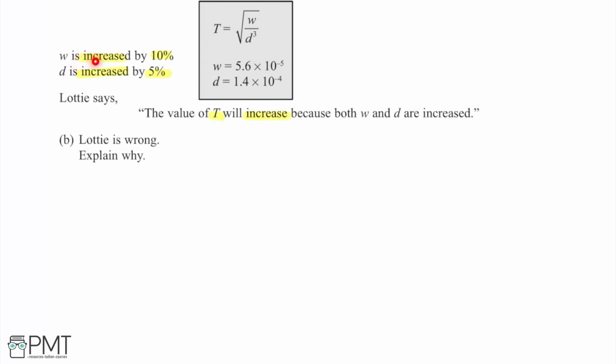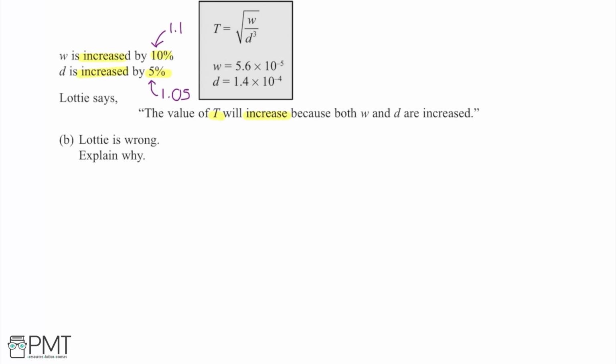If w is increased by 10%, that's the same as multiplying the original value of w by 1.1. So a scale factor of 1.1 gives us the new value of w. Similarly, d is increased by 5%, which is the same as multiplying by a scale factor of 1.05. The 0.05 gives us the 5% increase, and the 1 shows that we're taking all of the original value and adding on 5% of it.